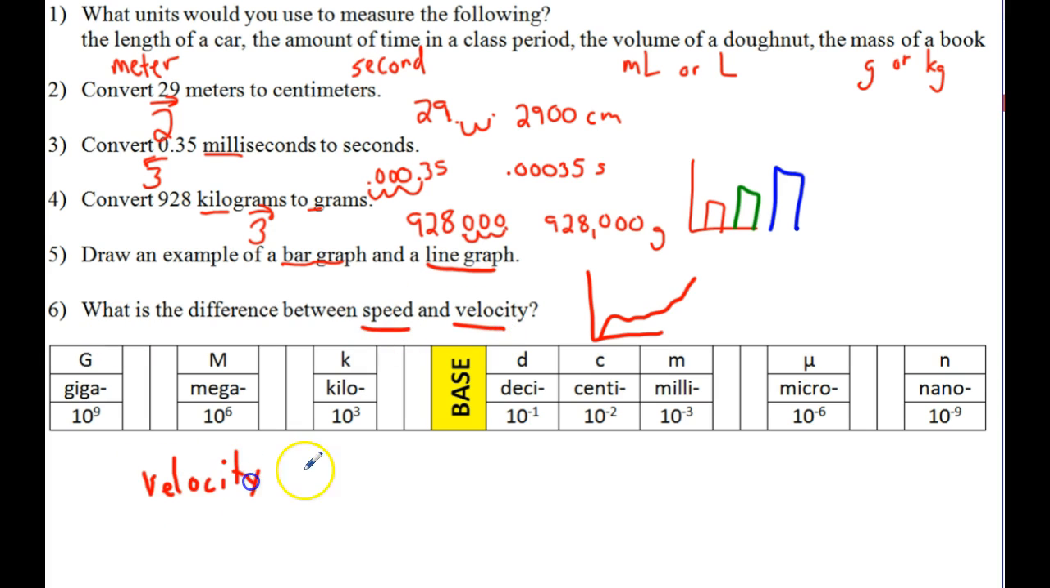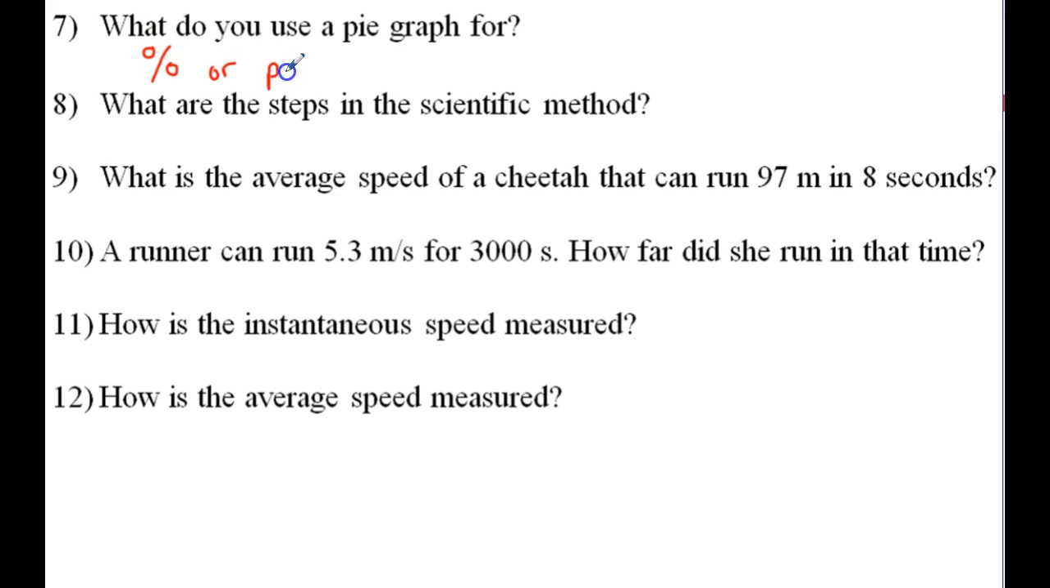The difference between speed and velocity is that velocity has direction. Speed does not, like 3 meters per second. That's speed. If I'm saying 3 meters per second due north, that's velocity. All right, pie graph is really good at looking at percentages or parts of a whole.